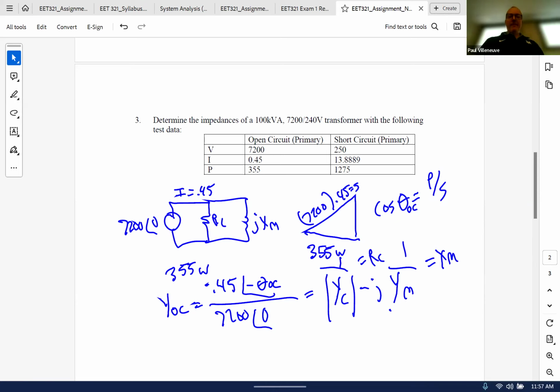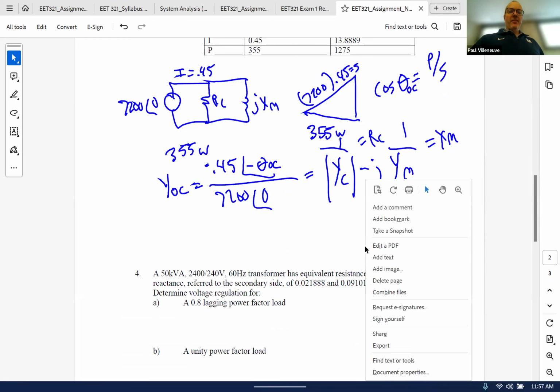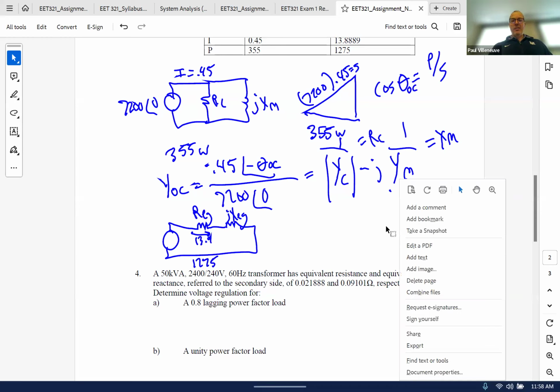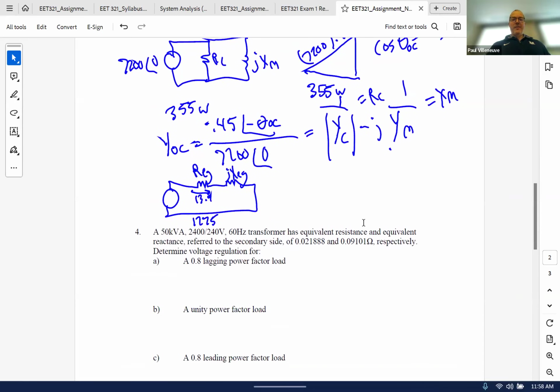That's the open circuit. For the short circuit, all I need to do is draw my transformer. And what elements are in play? Over here, I just have R equivalent and jX equivalent. My current here is 13.9, my power is 1275, and my voltage, on the primary side, is 250.